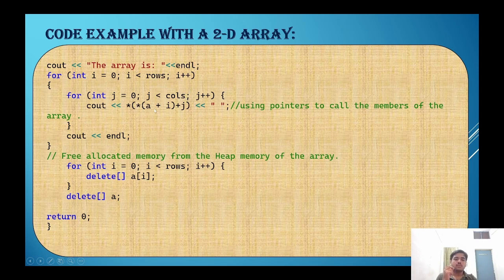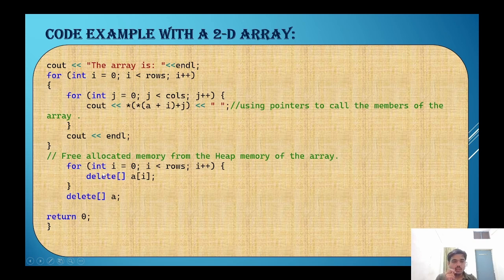If j is equal to cols, this loop is completed, and we move forward to int i is equal to 1, that is the second row. So asterisk a plus 1 would represent the address of the second row, and plus j represents the address of the second row's first element. If j is equal to 0, it would represent the address of the second row's first element, and asterisk of that address would represent the value stored in the second row's first element. This is how we are taking the output for each and every element of the array.